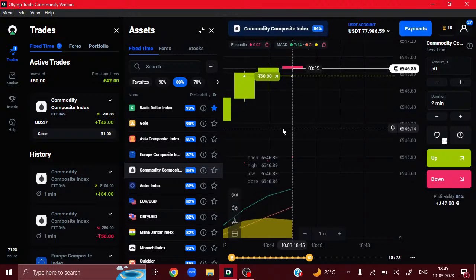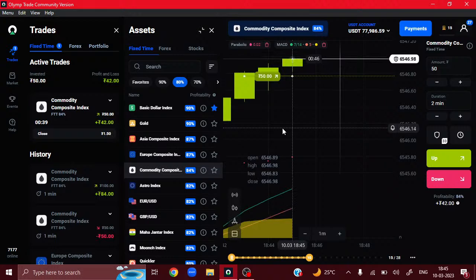Let us wait for this trade to close. Then we will decide whether we have to increase the trade amount in the next trade or continue with the same amount. So guys, as we can see, the strategy is good, the accuracy is good, and we are winning the trades here.